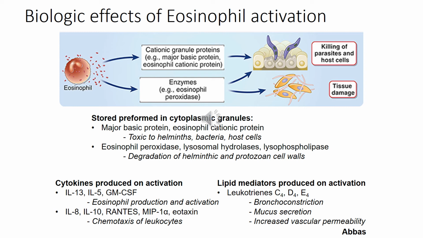The major basic protein constitutes the predominant part of the eosinophil granule, and it is a protein that binds glycosylated proteins. Upon activation, the eosinophil will produce IL-3, IL-5 and GM-CSF. Eosinophils will also produce proteins inducing chemotaxis of leukocytes, which means that activation of eosinophils will cause the infiltration of other cells from the blood. The lipid mediators produced by activated eosinophils are mostly leukotrienes, and they cause bronchoconstriction and also increased mucus secretion and vascular permeability, as mentioned before.